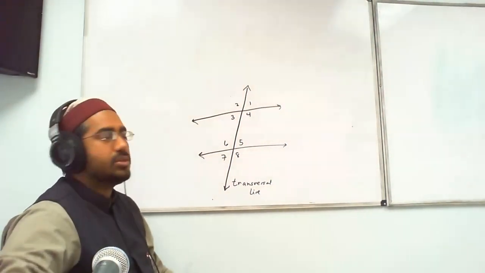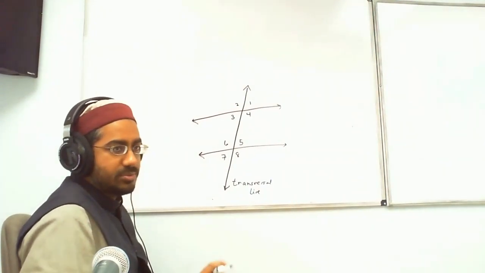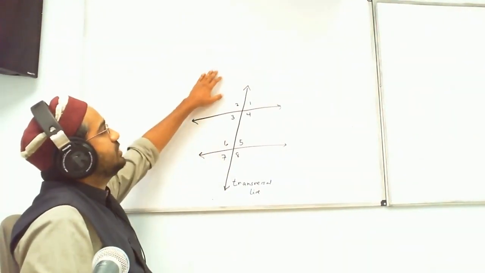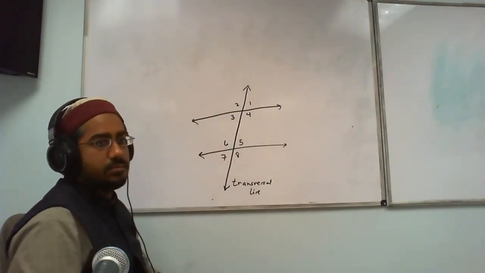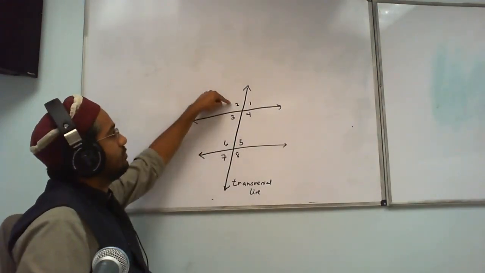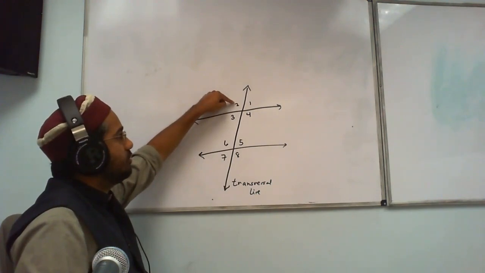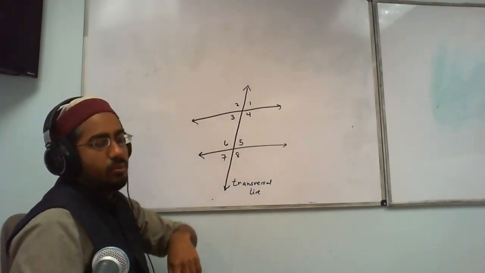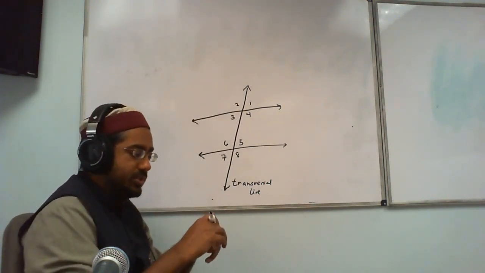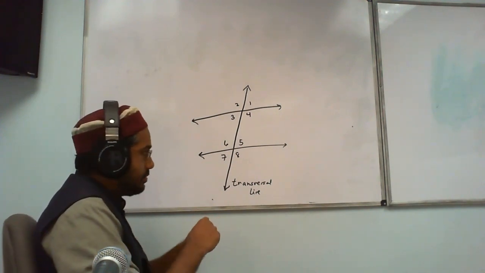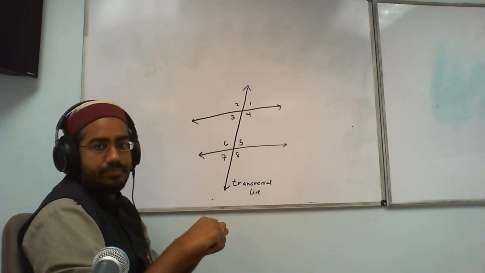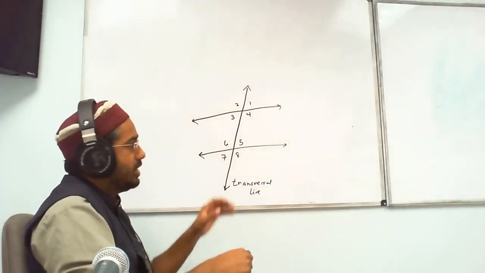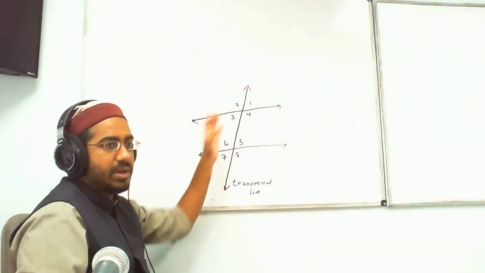So these angles have different kinds of relationships, right? Let me ask a question. What is the relationship between angle 2 and angle 4? They're vertical angles, right? So what do we know about their angle measurements? They're the same, right? What about angle 5 and angle 7? They're also the same, right? So vertical angles we've already talked about a little bit.